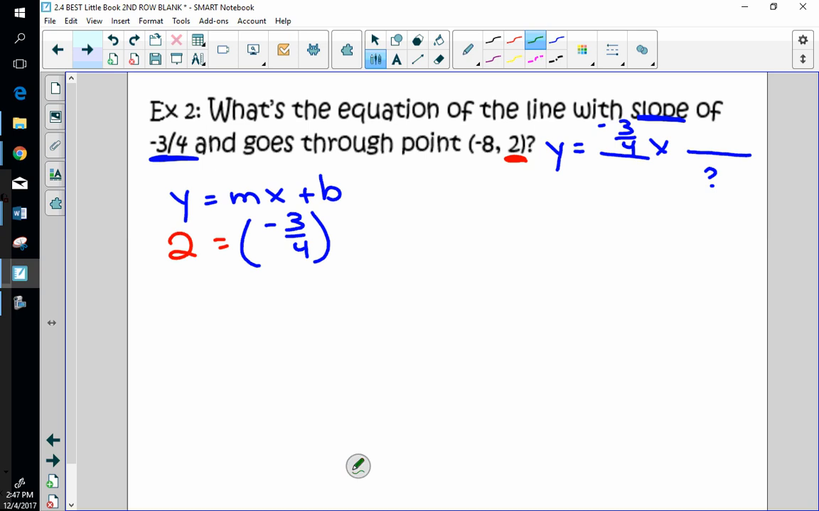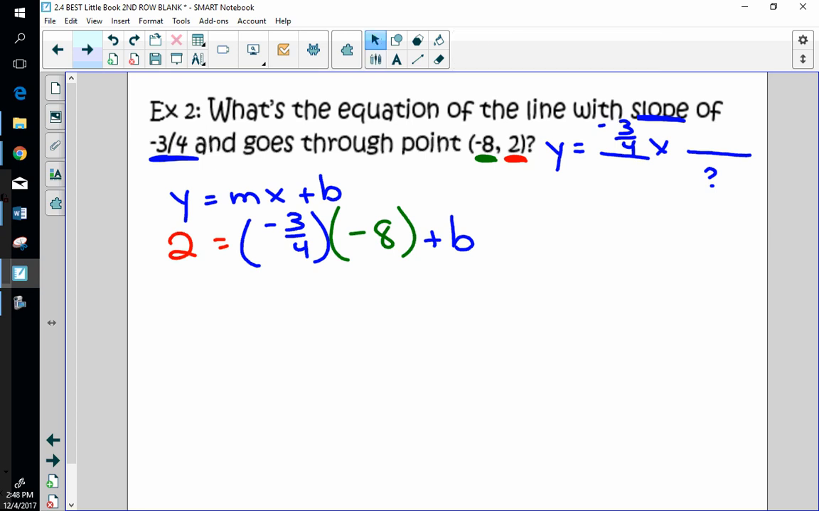We're going to take out the x and put in the x coordinate from the point that was given to us. We don't know what the b is. We're going to find it. So we're going to put plus b. So again, we're going to solve this for b and fill in the second blank to get our final answer. Might be a little tricky because we have a fraction, but it's okay.